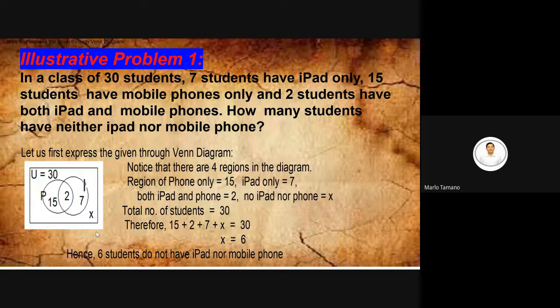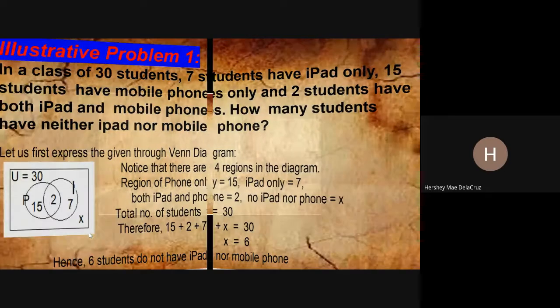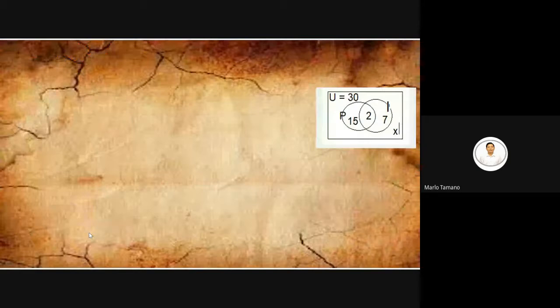Okay po? Hence, 6 students do not have iPad nor mobile phone. 6 po ang estudyante na walang mobile, wala ring iPad. Naintindihan? Okay, next.